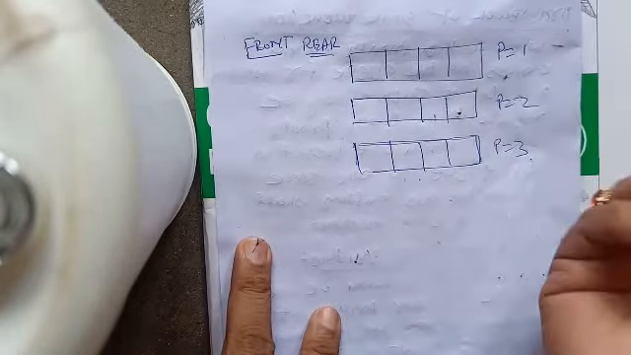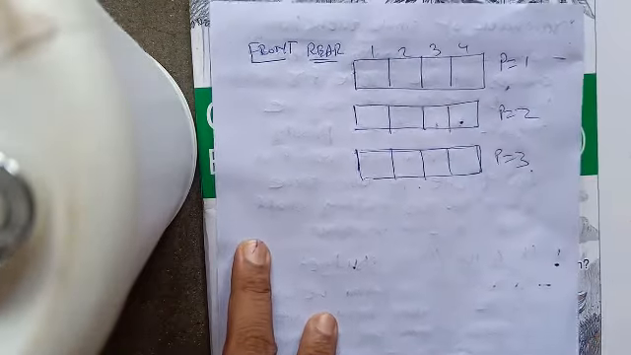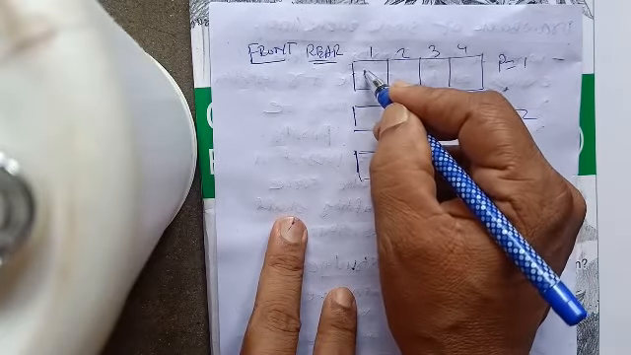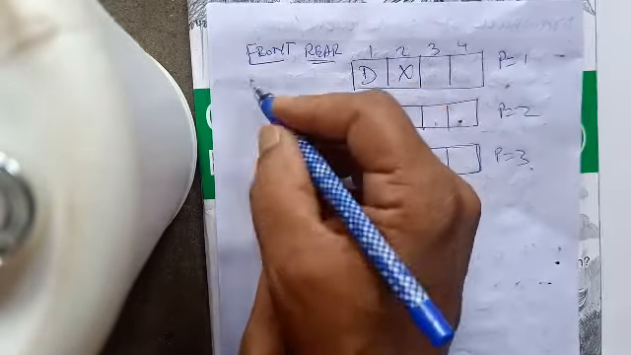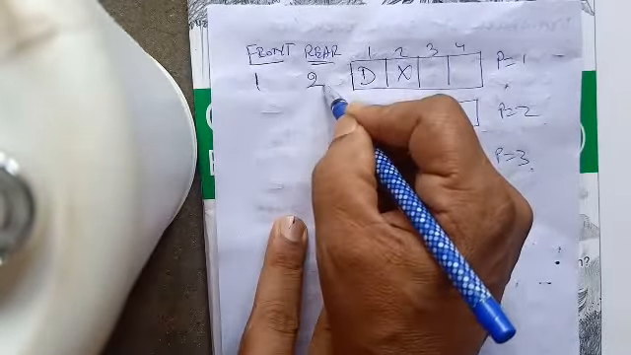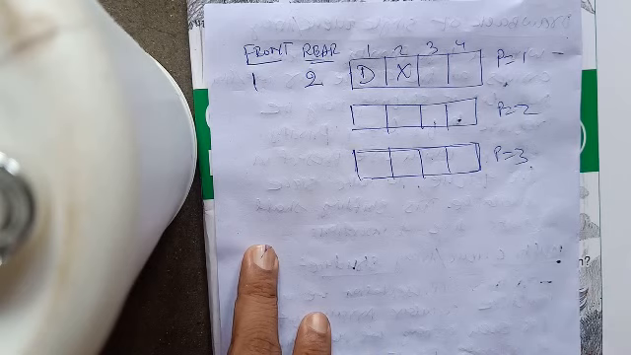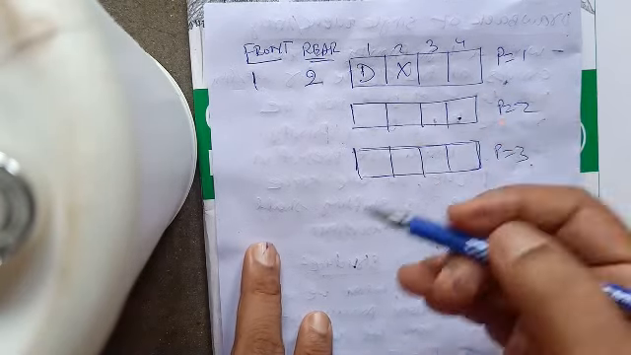Now let us assume that 1, 2, 3, 4 are the indexes. In the first queue the data present is D and X. So here front is 1 and rear is 2. Only 2 elements were there. If we insert any element whose priority is 1, then it must be inserted here. I'll give you that example also.